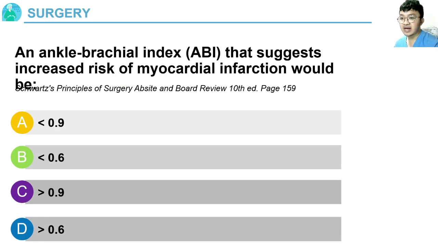Next, an ankle brachial index that suggests increased risk of myocardial infarction would be: is it less than 0.9? Is it less than 0.6? Is it more than 0.9? Or is it more than 0.6? The ankle brachial index is when you compare the BP of the ankle to that of the brachial artery.